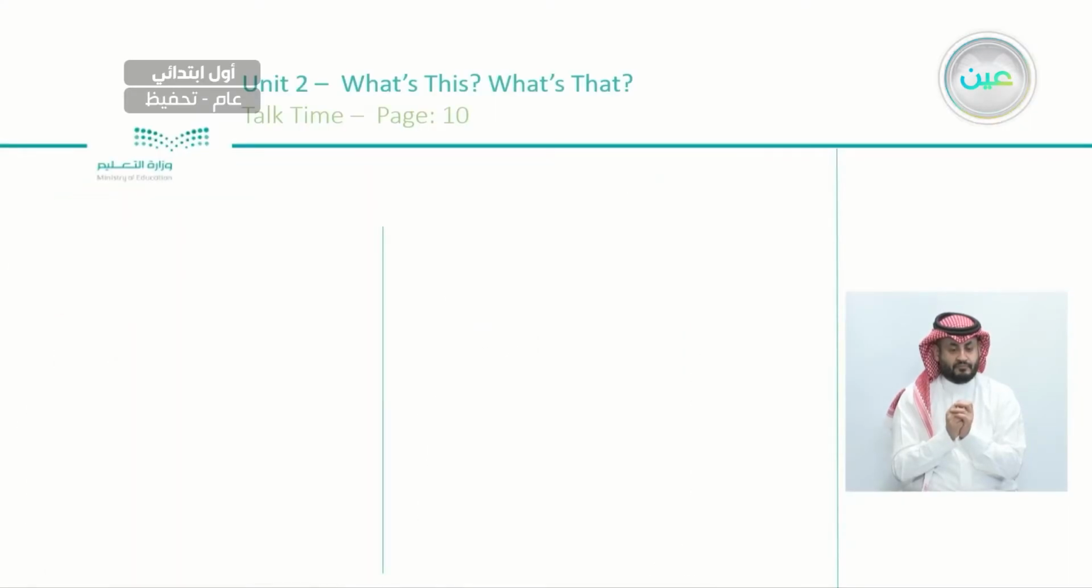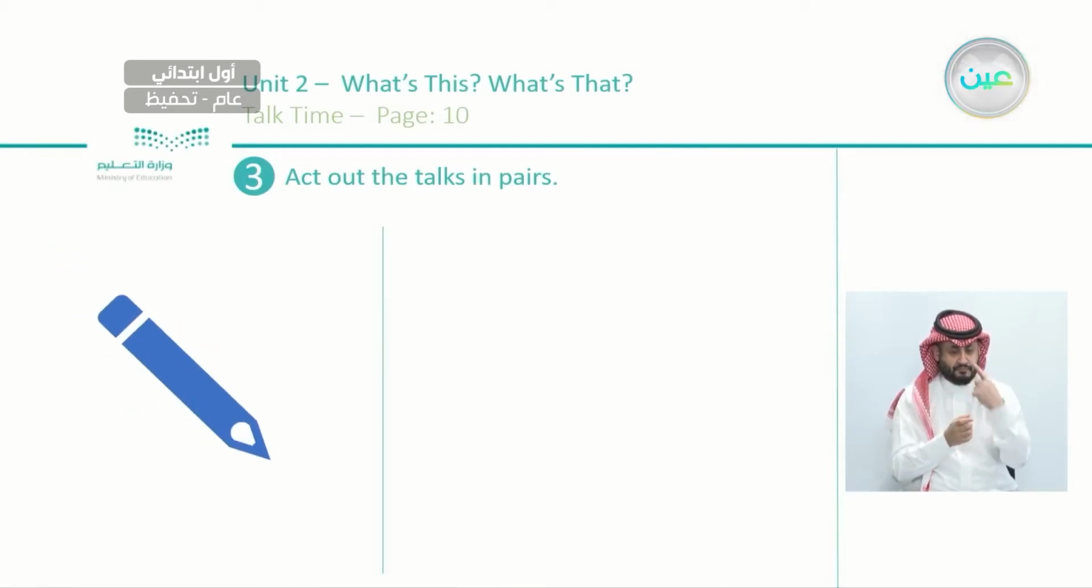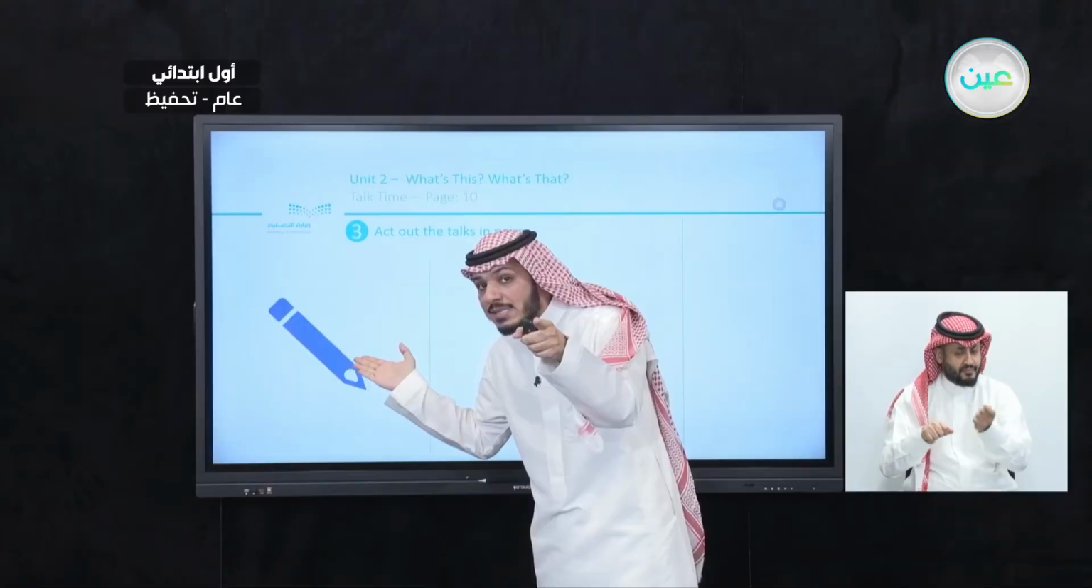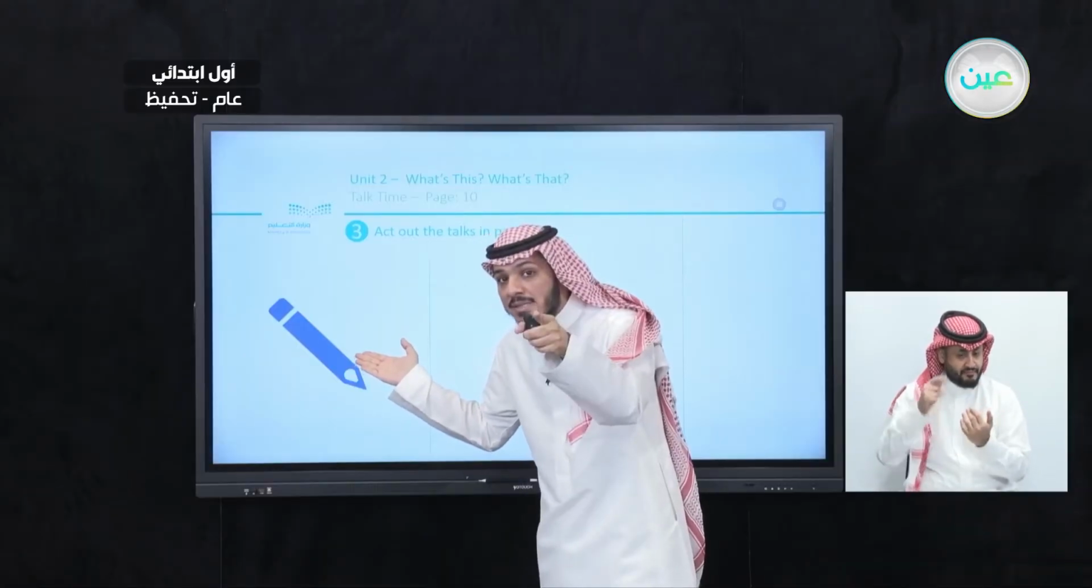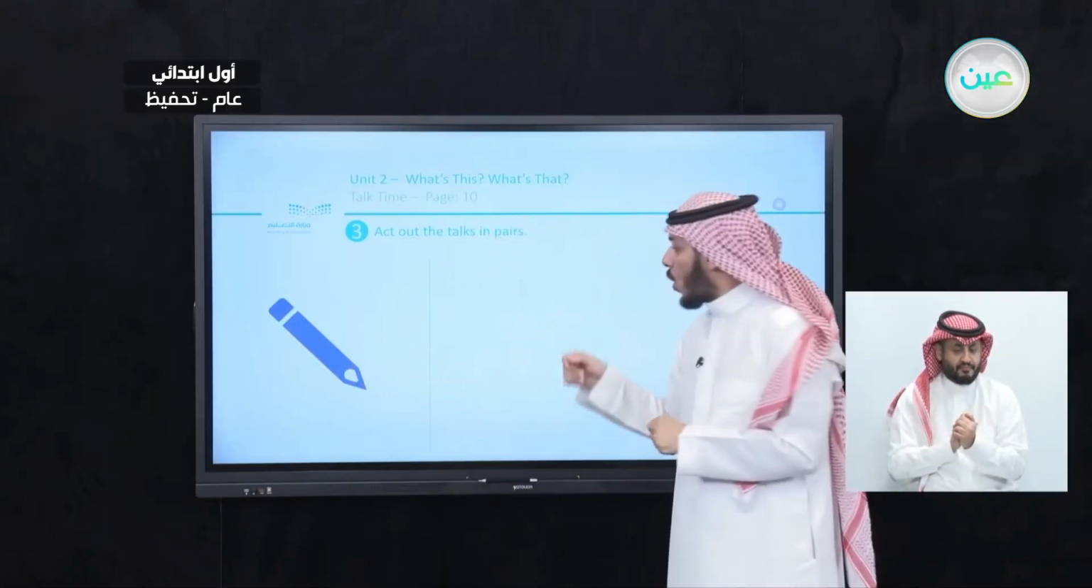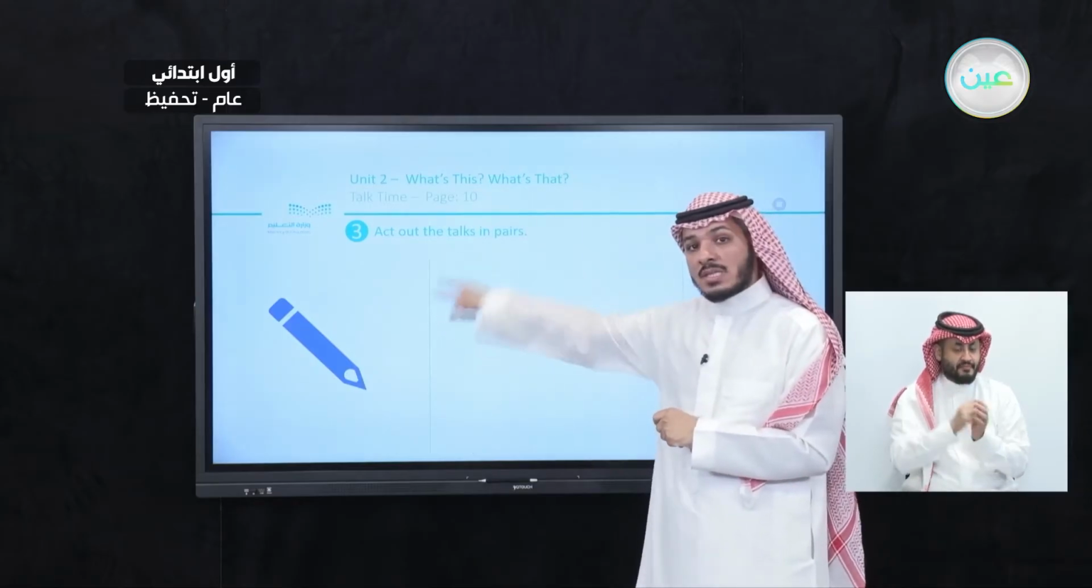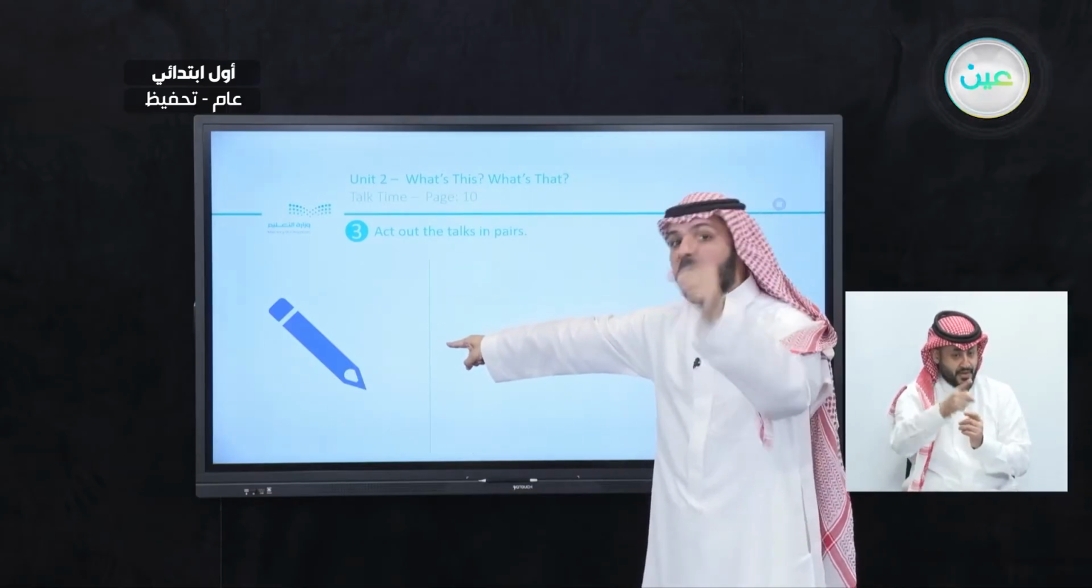Okay, now we have this question number 3. Act out the talks in pairs. Okay, now we have this. What is this? Yes, it's a pencil. Okay, now what's that? Yes, it's a pencil.